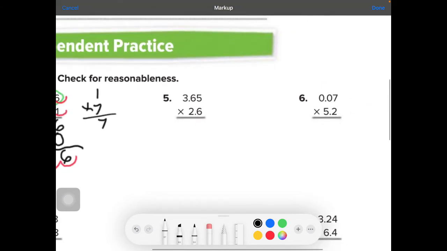Okay, number 5. 6 times 5 is 30. 6 times 6 is 36, 37, 38, 39. 6 times 3 is 18, 19, 20, 21. Okay, turtle head method.